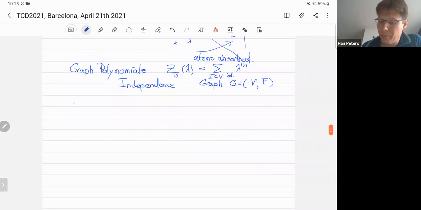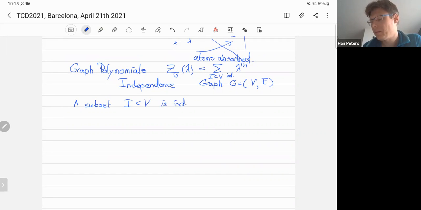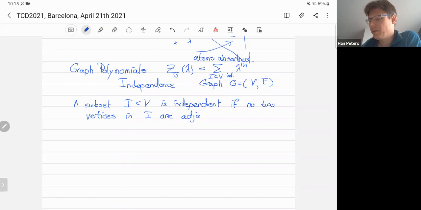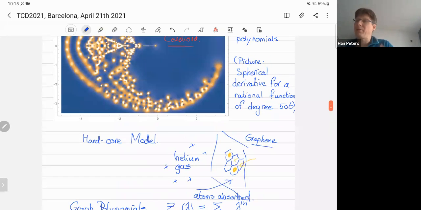So a subset I of V is independent if no two vertices in I are adjacent. So you can see already the link with this graphene.